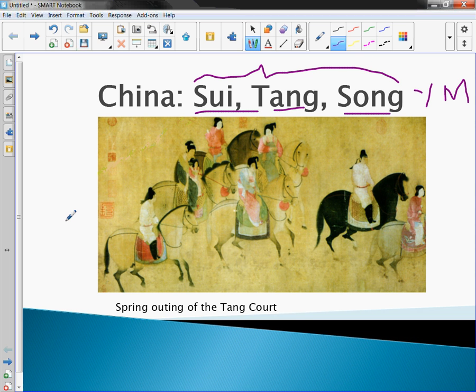This picture is a spring outing of the Tang court. As you can see, they're using these saddles, they have stirrups. These are some of the innovations we saw from earlier, last period. And they're wearing these amazing silks. We're going to see that continue to be important in China. And the Tang Dynasty was the largest, I'd say, from this era.